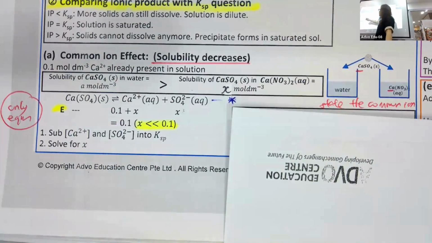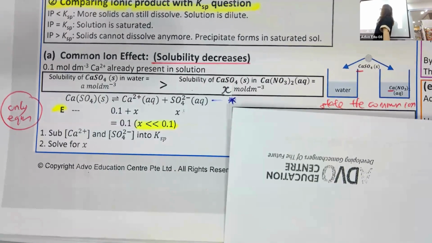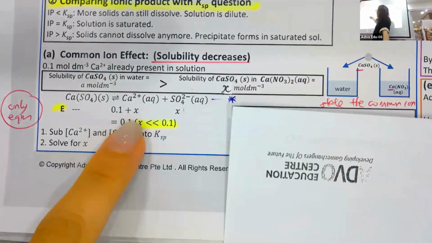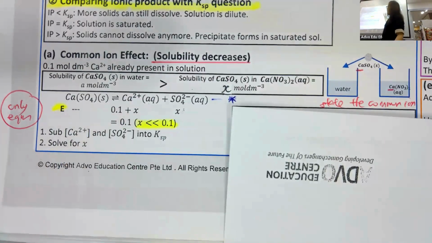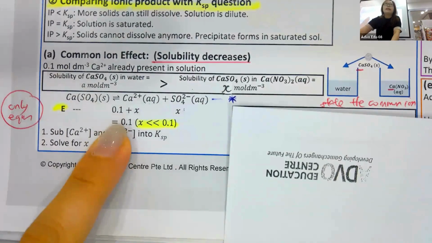Okay. So at equilibrium, for your calcium 2+, let the new solubility of calcium sulfate in the common ion solution be x here. So Ca2+ to SO4 2- is 1 to 1, right? Then sulfate will be x. But because the original solution here, calcium nitrate, already contained 0.1 mol per dm cube Ca2+, I need to add 0.1 here. So far, okay?